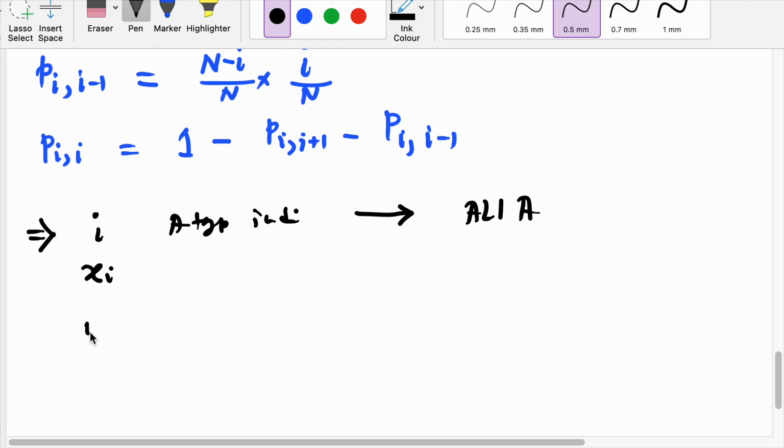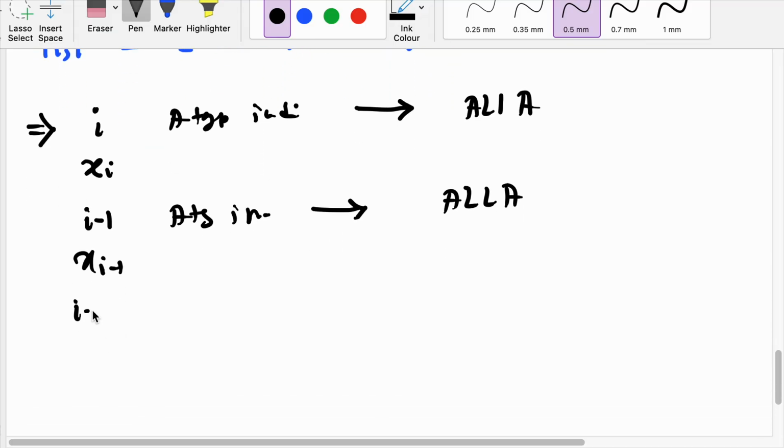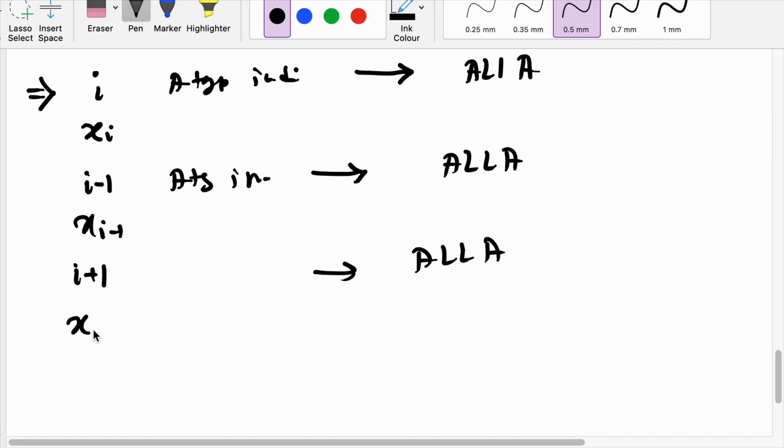Similarly, what is the probability that from I minus 1 A type individuals the population will go to the all A state? That probability is x I minus 1. And what is the probability that if I initially put my population such that only I plus 1 individuals are A type, it will go towards the all A state by this birth death process? That probability will be x I plus 1.